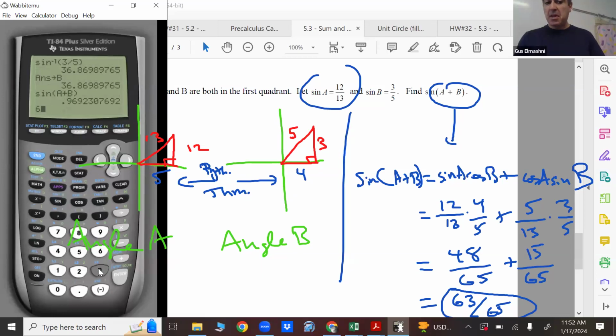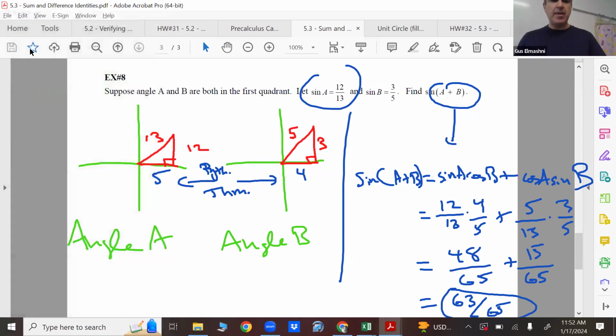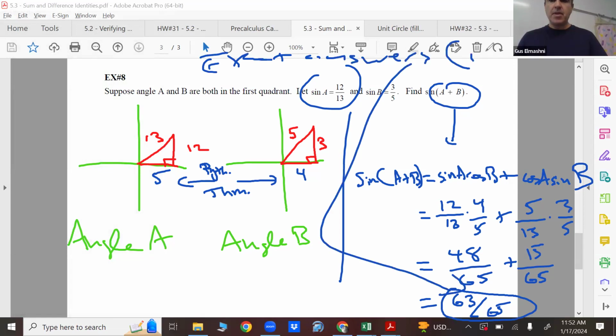0.969. Okay, that looks pretty good. 62 out of 65. Yeah, there we go. I know I did this right. So that's a way you could verify your work too. But if we want an exact answer, 62 over 65, that's what we're looking for. Can't just give a decimal. So again, we want exact answers. No decimals.